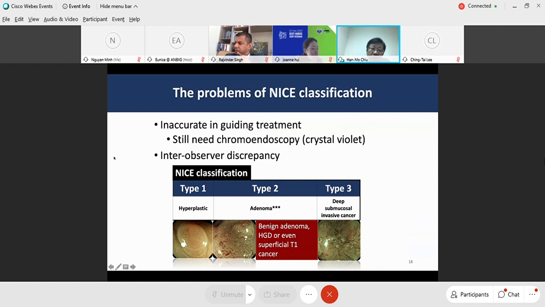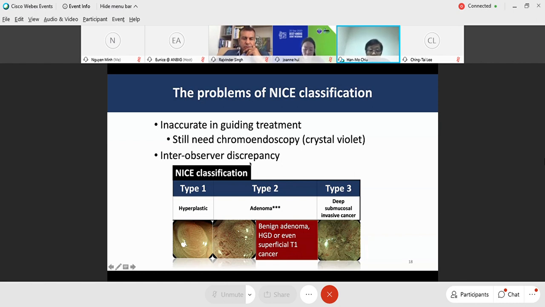But there are some problems with the NICE classification. So you can see that type 2 of the NICE classification contains benign adenoma, high-grade dysplasia, or even superficial T1 cancer, or some deep invasive cancer. So because the NICE classification does not use magnifying observation, it is not so accurate in guiding treatment.